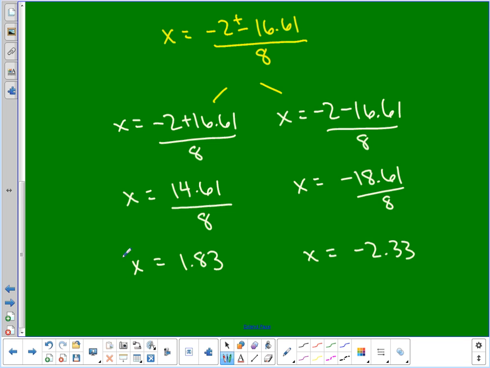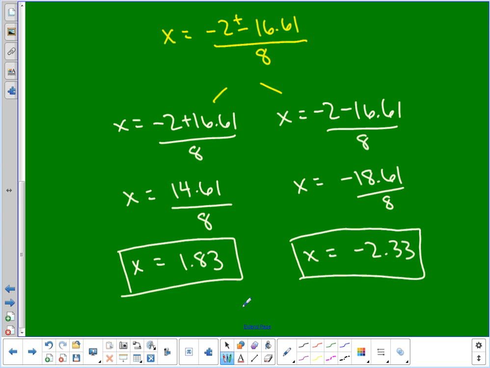So my two solutions here, you can just circle both of these separate. As long as you indicate to me that there are two solutions, that's fine. So I have the solution of x equals 1.83 and negative 2.33.